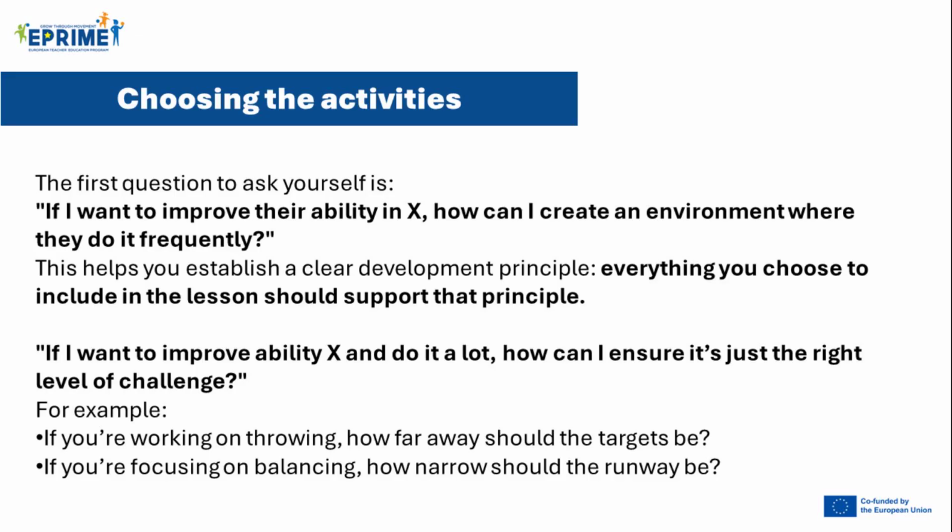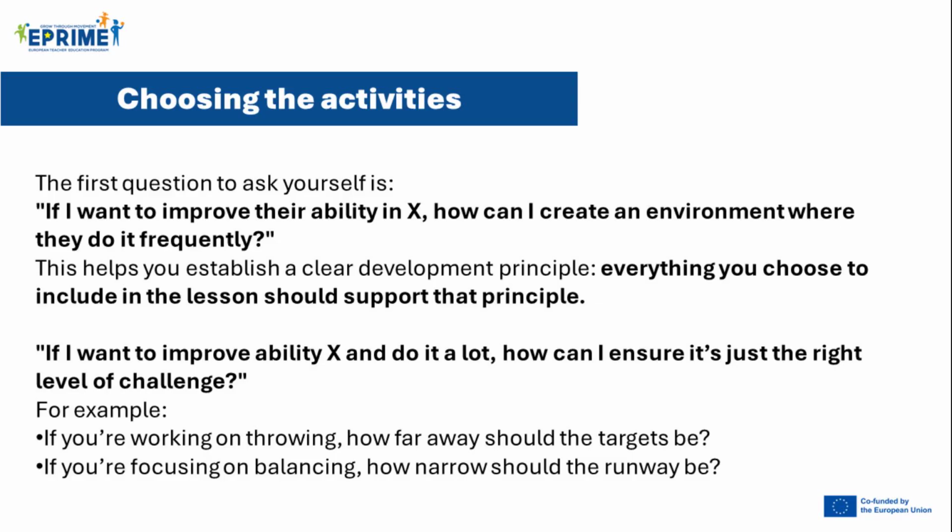When selecting an activity, always start by focusing on the goal. For example, if you want to improve their throwing, they need to throw a lot. If you want to improve their balancing, they need to balance a lot. And if you want to improve their social skills, they need to work together frequently. The first question to ask yourself is, if I want to improve their ability in X, how can I create an environment where they do that frequently? This question helps you establish a clear development principle. Everything you include in the lesson should directly support this goal.